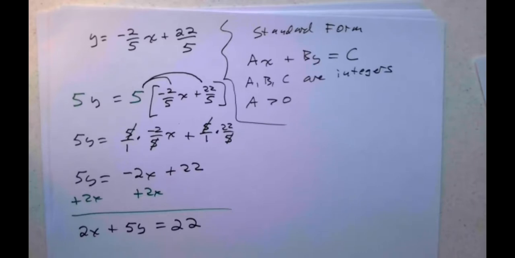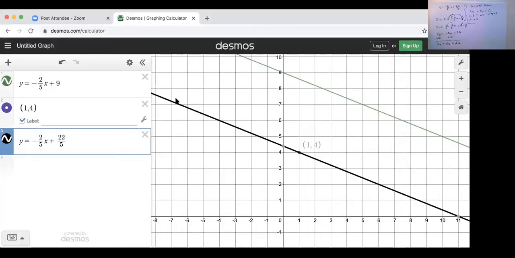And let's go back to Desmos and see if that is the same graph that we had before. I always like to check to make sure that my work is correct. So this black line is what we just did. I believe it is also 2x plus 5y equals 22. Did the red line draw itself on top of the black line? I think so. Black line, red line, black line, red line. So that tells me I've done that correctly.